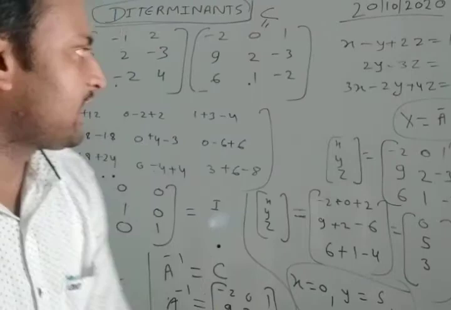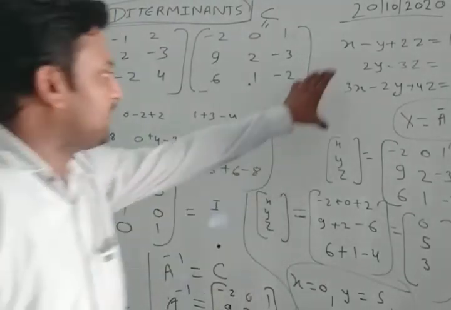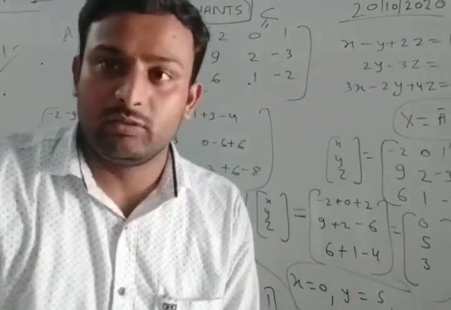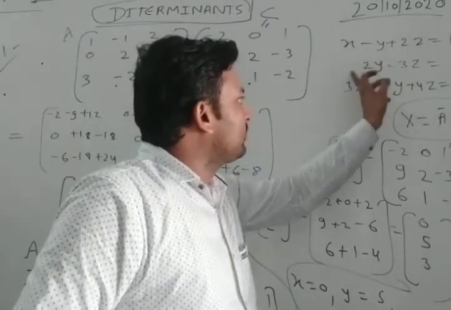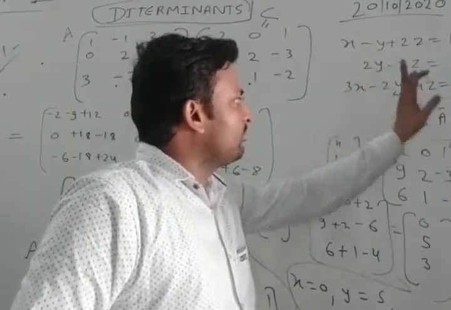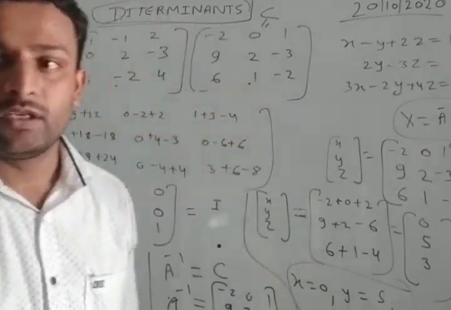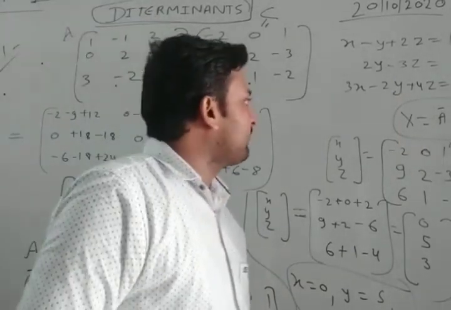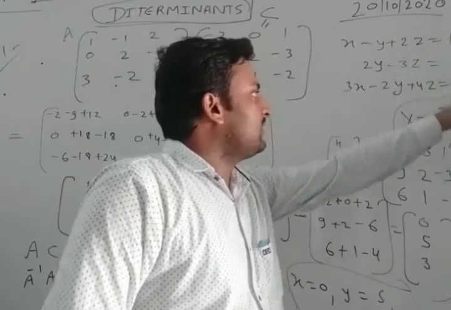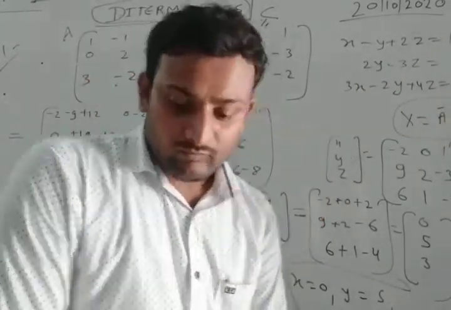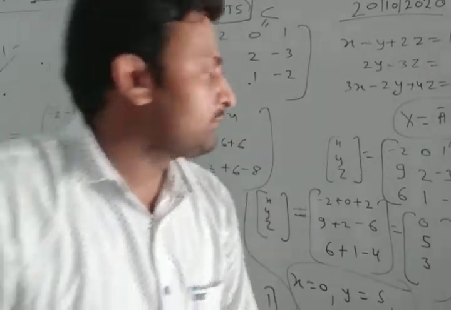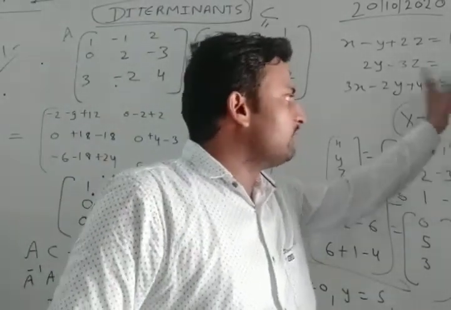Okay? So let's start. First we have converted this into the form AX is equal to B, where we have written A as 1 minus 1, 2, 0, 2 minus 3, 3 minus 2, 4. This is our A. Now B is what? The right hand side 1, 1, 2, and X is what? X, Y, Z. Okay?